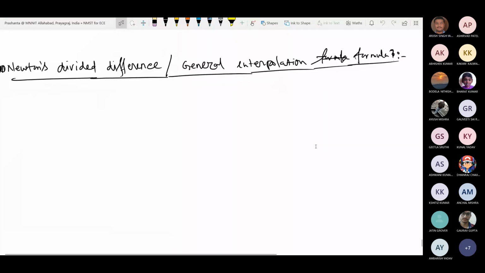So we were discussing interpolative methods for unevenly spaced data, is not it? So far we have studied the Lagrange interpolation method. What was the advantage of Lagrange interpolation method? It can be used for both evenly spaced and unevenly spaced data. It is very easy to write down the formula. Data points need not be sorted. The nodes or x values need not be in any order.